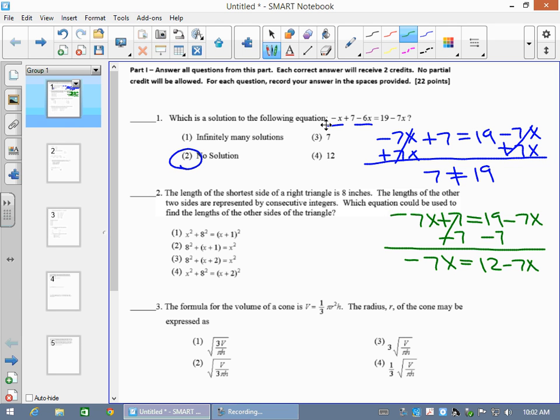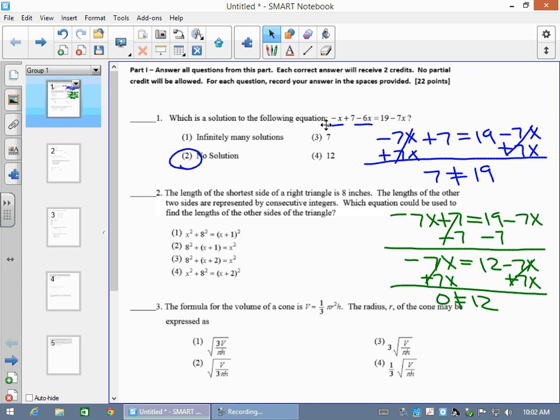And then, when you try to combine x's, you get 0 equals 12. So you don't have to have necessarily the same work as somebody else. You just have to have two constants that are not equal to each other. It gives you no solution. It depends upon which steps you did in which order to solve the equation.